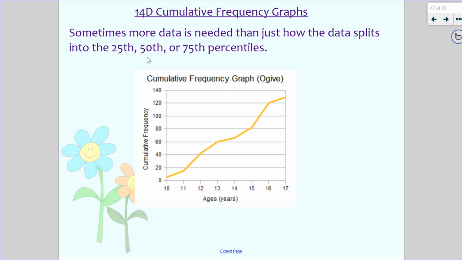Another name for these graphs is OGIVs, O-G-I-V-E. I don't know where it came from, but it's a cumulative frequency graph.